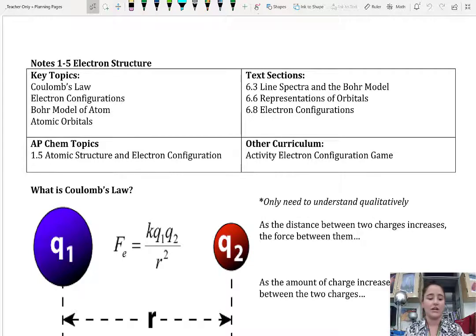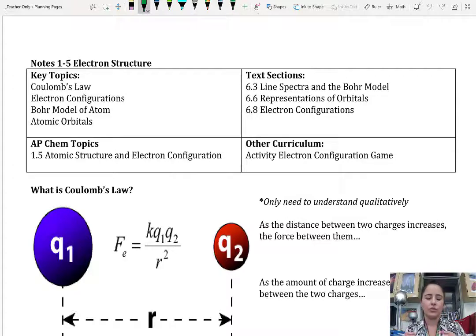Today we're going to be talking about Coulomb's law, electron configurations, the Bohr model of the atom and orbitals, and how all of that creates the atoms that we talk about. This is AP Chem topic 1.5, atomic structure and electron configurations, and in your Brown-LeMay textbooks, this corresponds to sections 6.3, 6.6, and 6.8. Okay, so let's start with probably the most fundamental idea in chemistry.